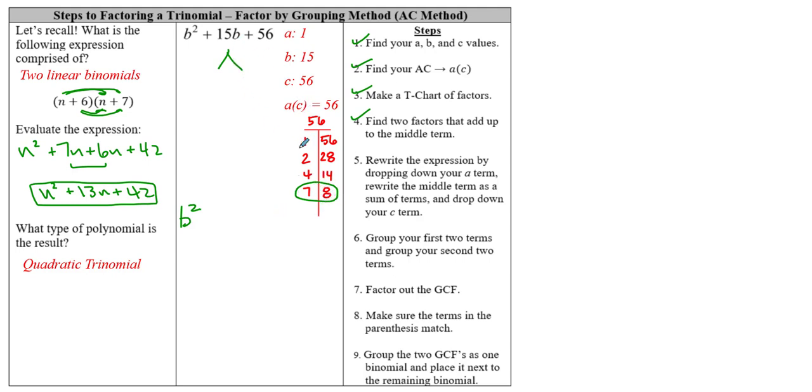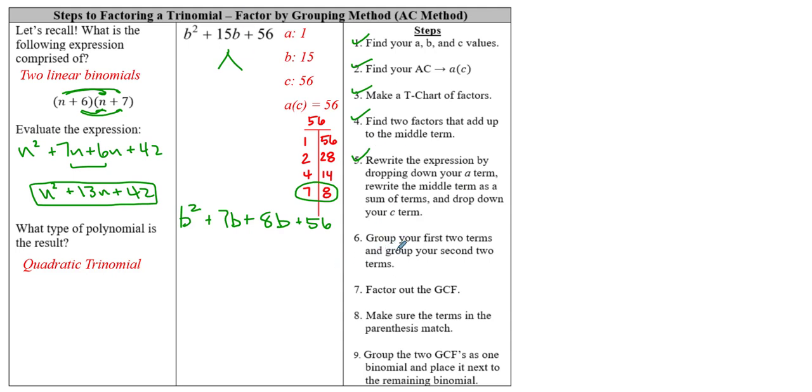Well, what b plus what b would equal 15b? Well, that would be 7b plus 8b. Okay. Remember, 7b plus 8b is going to equal 15b. And then it says to drop down my C term. So that is going to be plus 56. Okay, step 5 complete. We are almost done.